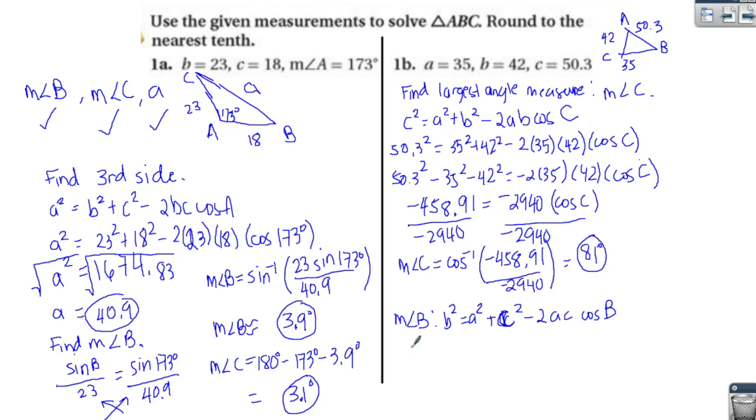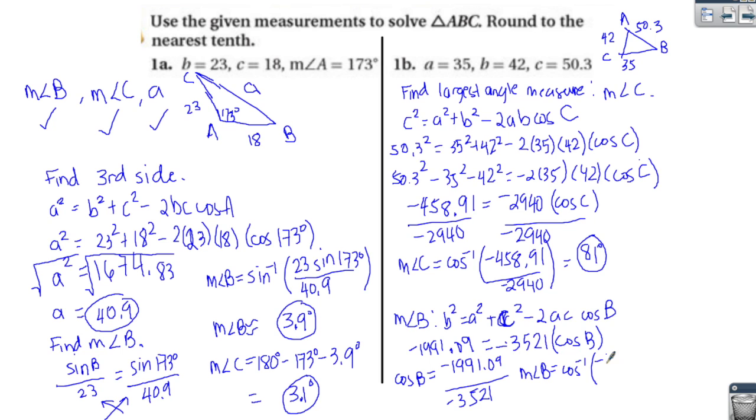Once we've isolated, the left-hand side should have said negative 1991.09, sorry, that's an exact value. And then on the right-hand side, we were supposed to get negative 2 multiplied by 35 multiplied by 50.3, which is negative 3521, still with a cosine B. So we're still multiplying. And so to find the cosine B value, you must divide negative 1991.09 over negative 3521. Or in other words, to find the measure of angle B, we need the inverse cosine of negative 1991.09 divided by negative 3521, like so. And when you do, angle B rounded to the nearest tenth would be a 55.6 degree measure.